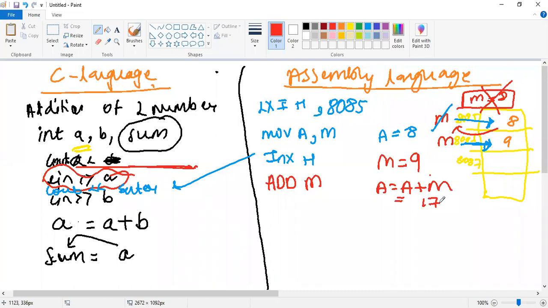Now again I have to store my result here. So what I will do is increment H. Now my M is pointing here. See, now what I am writing? I am writing MOV.